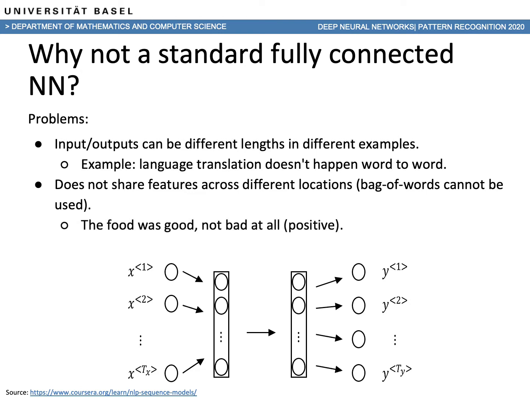For instance, the first sentence here, the food was good but not bad at all, is a positive sentence. The other one, the food was bad, not good at all, is a negative sounding sentence. So you see the placement of good and bad in these cases essentially determines if each of these sentences is positive or negative.